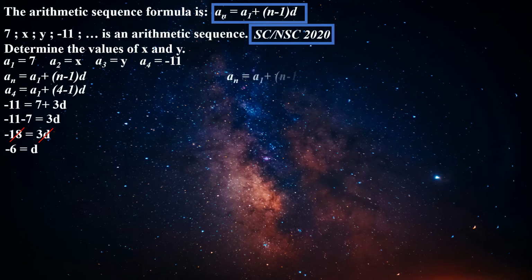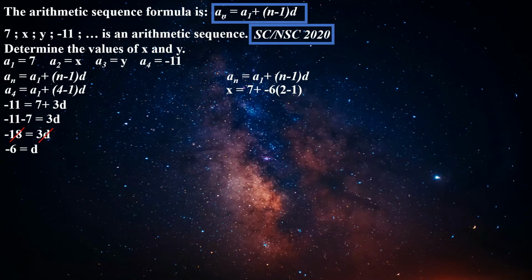Now that we have a common difference, it's time we find the value of x and y. So what is x? x is on the second position, right? So on a2 it's going to be x, and a1 is 7 plus, we're going to have our d, so d is negative. The reason why I have written d first is because it has a negative sign, right? If I put negative 6 on the right hand side, it will look like we're subtracting 6 from what is inside the brackets, right? So here we're going to have negative 6 times 2 minus 1 in the brackets.